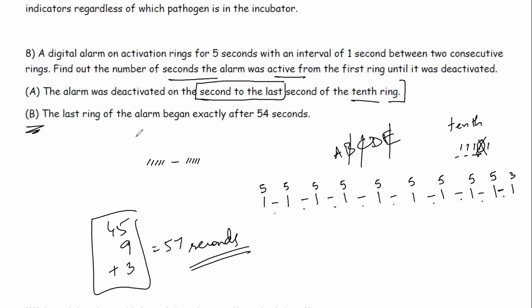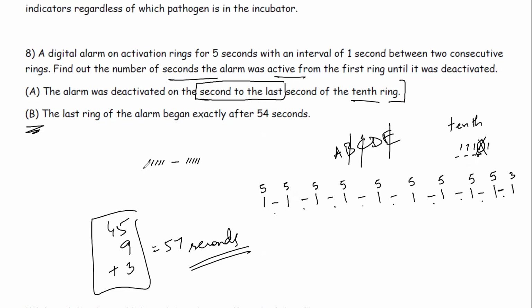Now the second one says the last ring of the alarm began exactly after 54 seconds. All right. Now when they say the last ring of the alarm began exactly after 54 seconds, right? Now the question for us is when it was deactivated. All right. Find out the number of seconds the alarm was active from the first ring until it was deactivated. The last ring of the alarm began exactly after 54 seconds, right? Now, let's just assume that this last ring was when it was deactivated, all right?